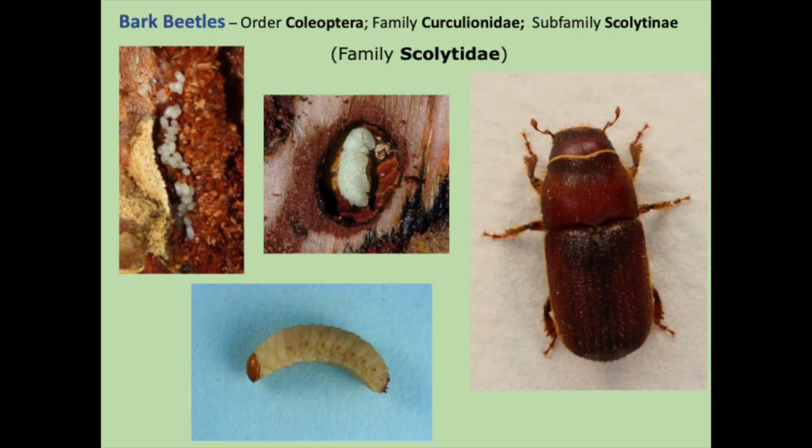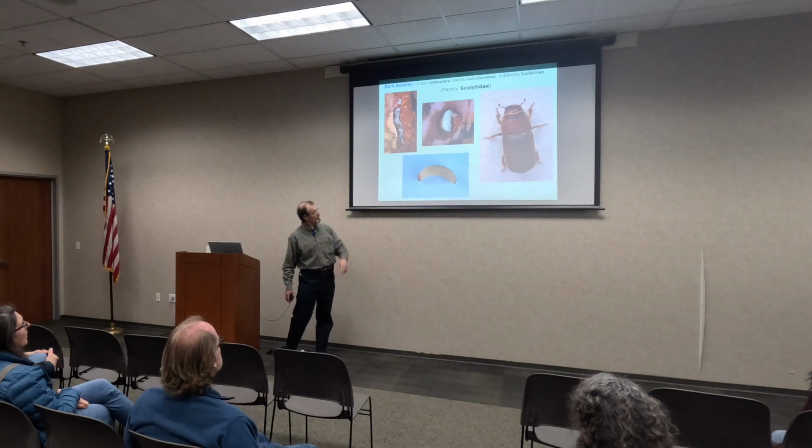This just shows you the life cycle of a beetle, and they go through a complete metamorphosis. So there's eggs, larvae, pupae, adults. The larvae are the ones that feed underneath the bark. The adults are the ones that move the population around and are the ones that attack trees.